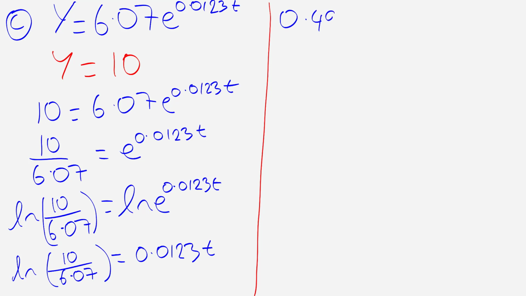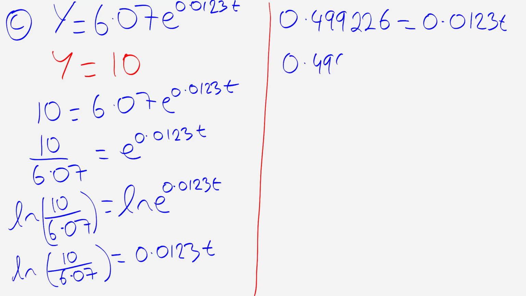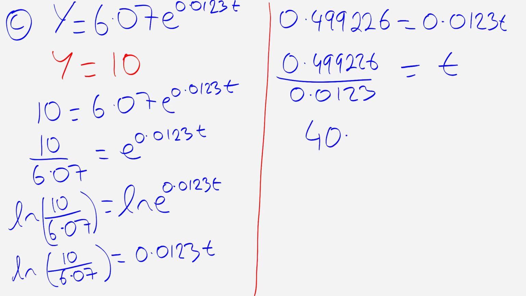Continuing this on, we can type the ln of 10 divided by 6.07 into our calculator, and we will get 0.499226 is equal to 0.0123t. So then 0.499226 divided by 0.0123 will equal t. And then typing this into our calculator, we will get 40.59 if we round to two decimal places is equal to t. So it will take 40.59 years for the population to reach 10 billion. That's 40.59 years after the start of the year 2000.